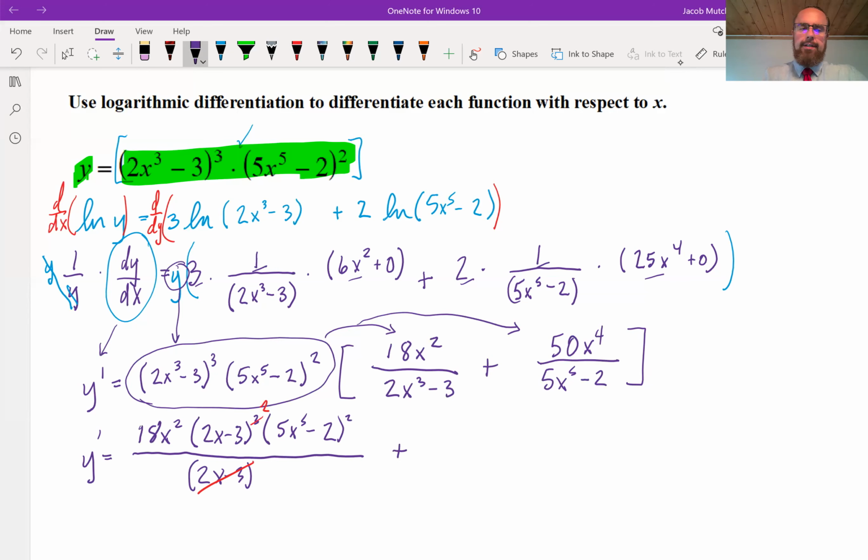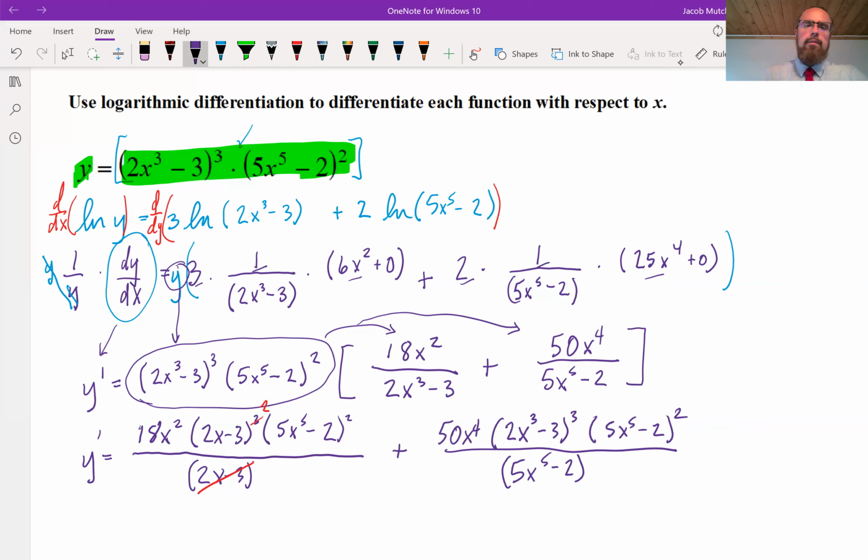And then for my second distribution, I'll put 50x to the 4th first. And then that same original function, (2x cubed minus 3) cubed times (5x to the power of 5 minus 2) squared, all over 5x to the power of 5 minus 2. So again, there's a cancellation above and below with 5x to the power of 5 minus 2, and it'll leave just one power of 1 in the numerator.